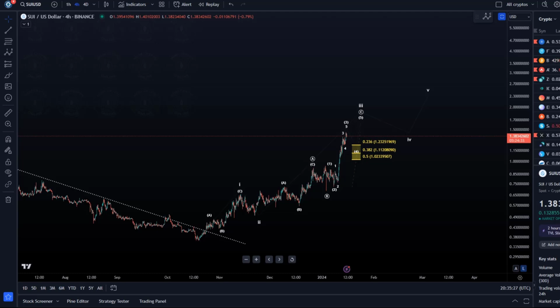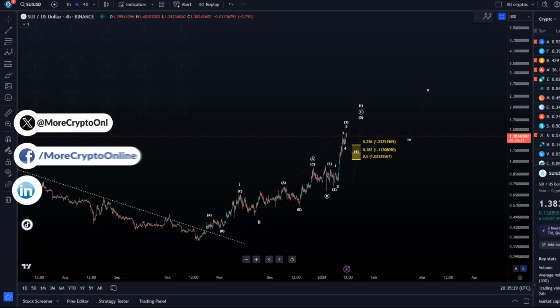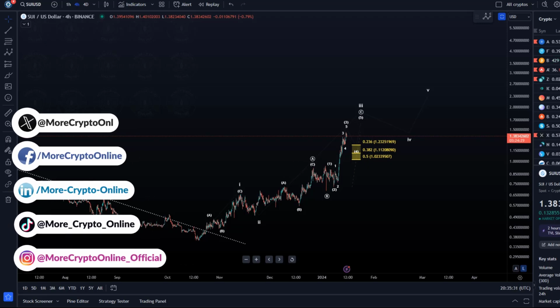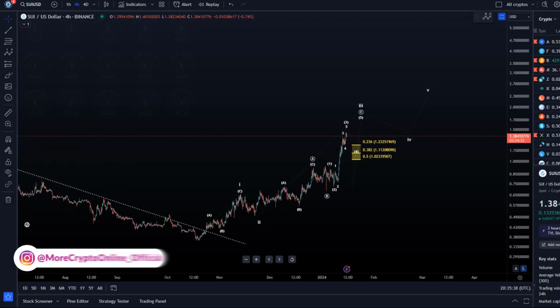Today we want to talk about SUI. It's a coin I haven't covered before, but a lot of people asked me for an update, especially members. So I did chart it for the live stream on Sunday, the member live stream. So I wanted to present you with the updated Elliott wave count for SUI.